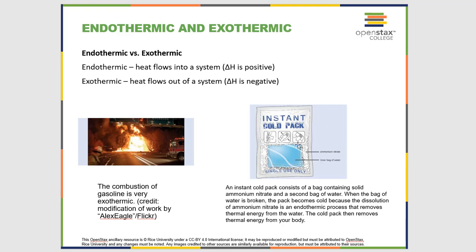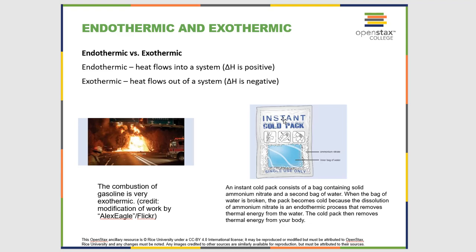Well, heat is flowing into that system out of the patient. So if someone sprains their ankle and they put a cold pack on it, they want to draw heat away from the person's ankle, so they use a cold pack. So this is endothermic. A way to think about this is exothermic reactions get hot, endothermic reactions get cold.